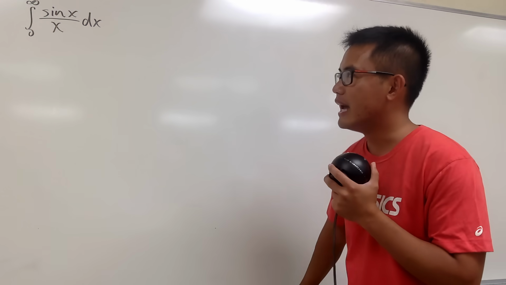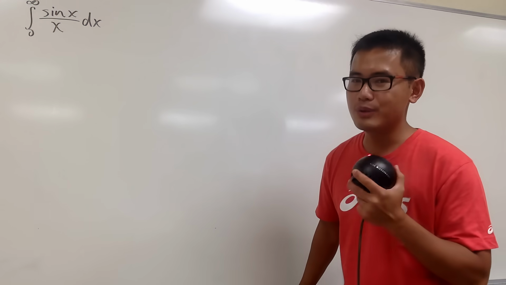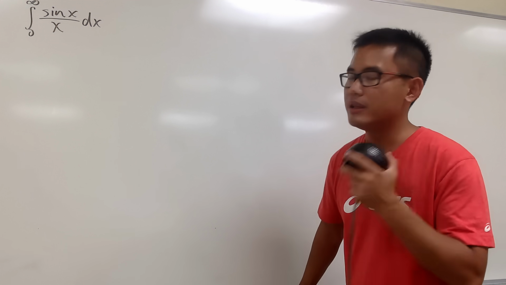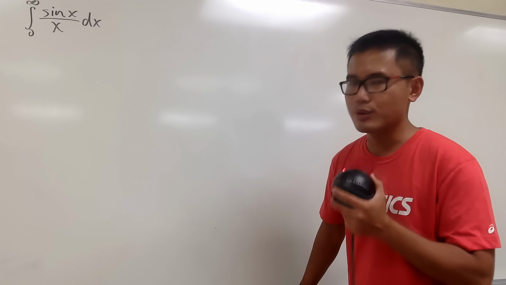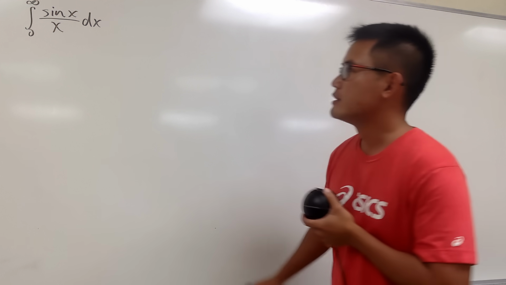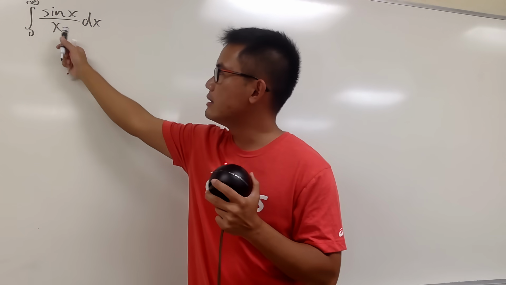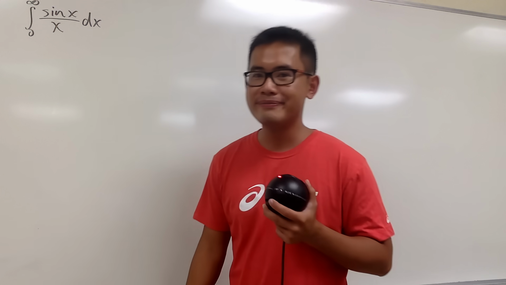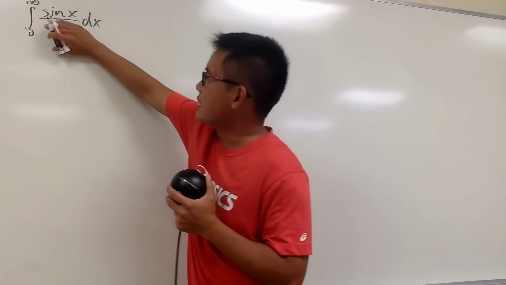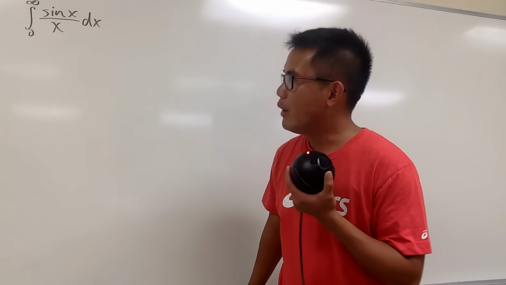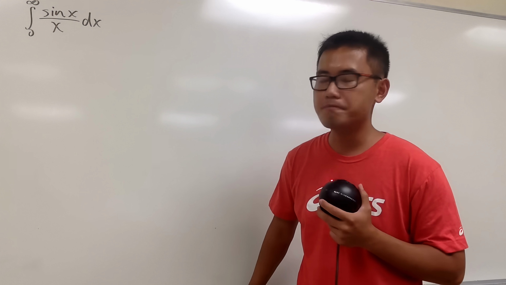Now, let's take a look at how this is going to work. This technique is called the Feynman technique, also called differentiation under the integral sign. So let's take a look at sin x over x. The problem is that we have this x in the denominator. If I didn't have the x in the denominator, of course I could integrate sin x. That would be nice, right? How can I get rid of the x in the denominator?